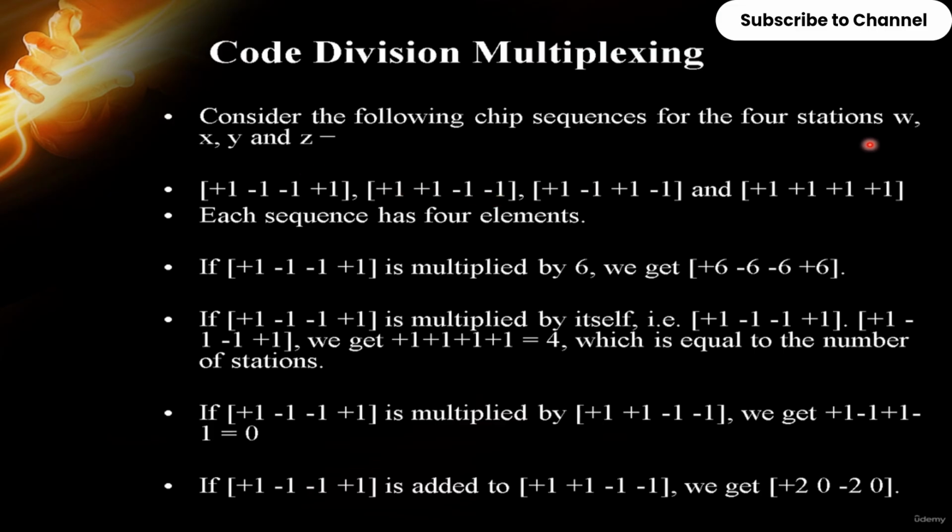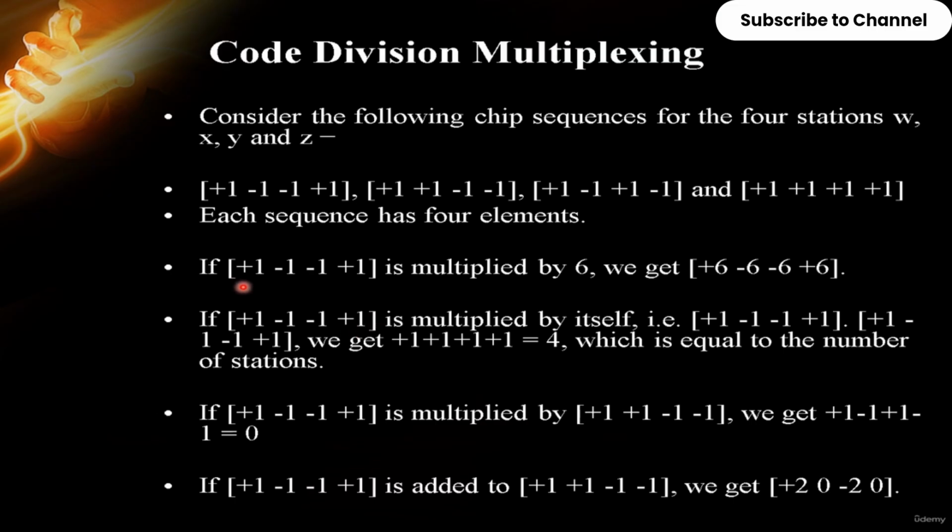Consider there are four stations W, X, Y and Z, and here we have this sequence. If +1 -1 -1 +1 is multiplied by 6, we get +6 -6 -6 and +6.